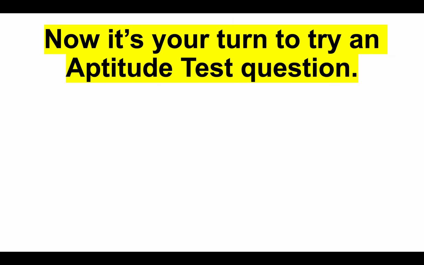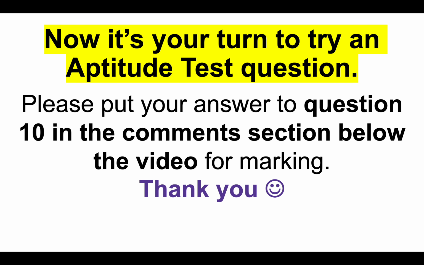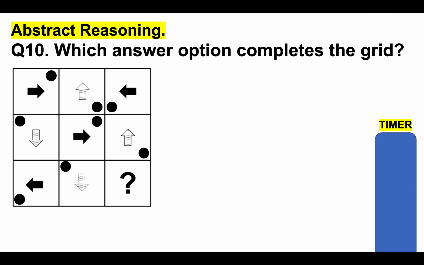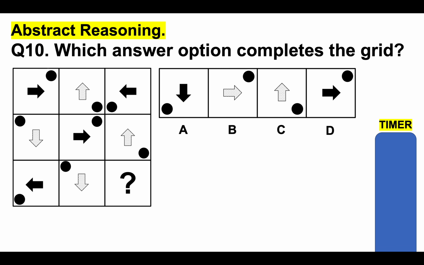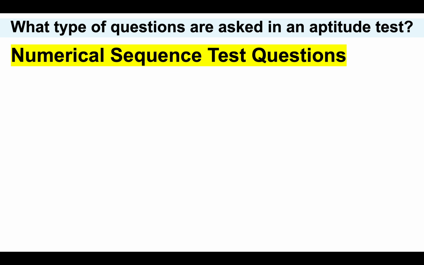Very simple. So now it's your turn to try another aptitude test question. Please put your answer to question 10 in the comments section below this video for marking. Thank you very much. Which answer option completes the grid? So is it A, B, C or D? And you have to decide which one goes in the bottom right hand corner where the question mark is. Here's the timer. So that one was a little bit harder, but I hope you've got it right. Don't forget to tell me in the comments section below.